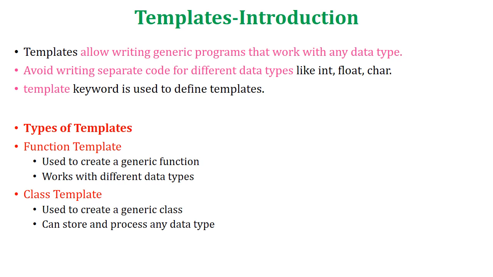First we will discuss the template introduction. The template allows writing generic programs that work with any data type. It avoids writing separate code for different data types like integer, float, character. Template is a keyword used to define the templates. And next is the types of template. The function template is used to create a generic function. It works with different data types. And next, the class template is used to create a generic class. It can store and process any data type.